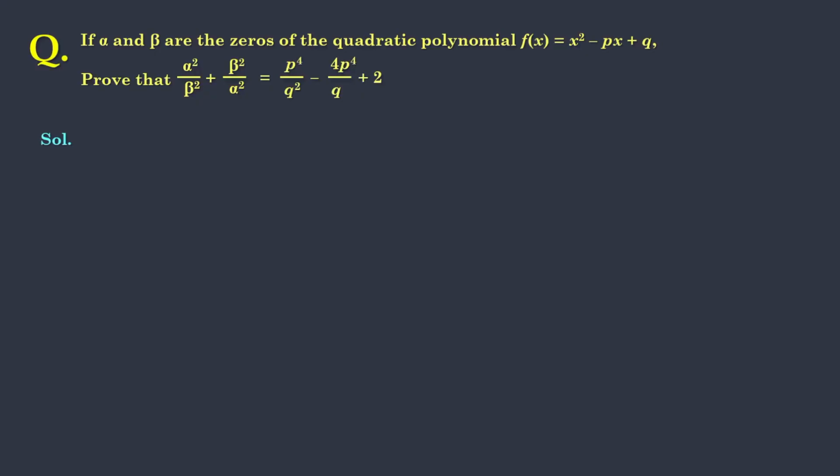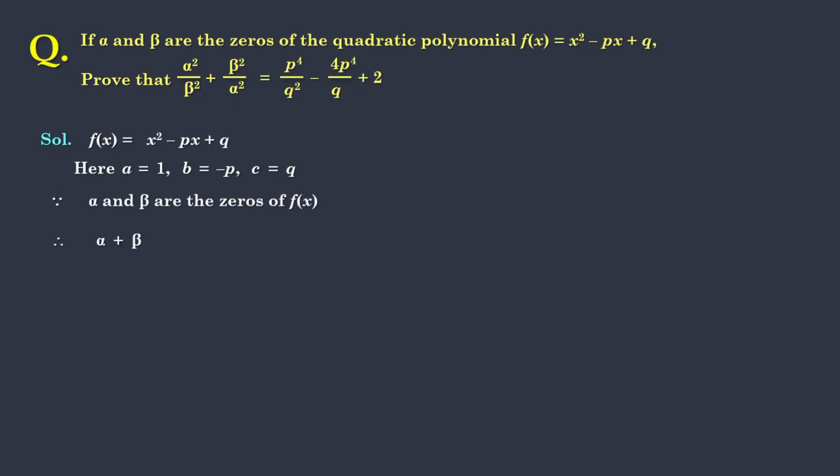Let us prove the given result step by step. We are given that alpha and beta are the zeros of a quadratic polynomial. The polynomial has coefficient 1 for x squared, coefficient minus p for x, and constant term q. From the relationship between the zeros and the coefficients of a quadratic polynomial, the sum of the zeros is equal to p, and the product of the zeros is equal to q.